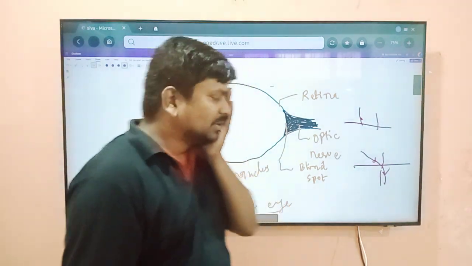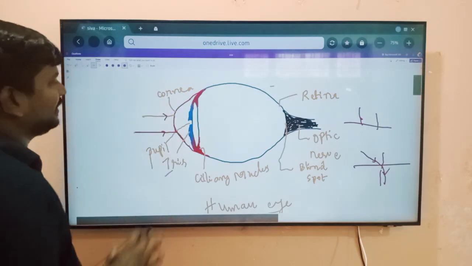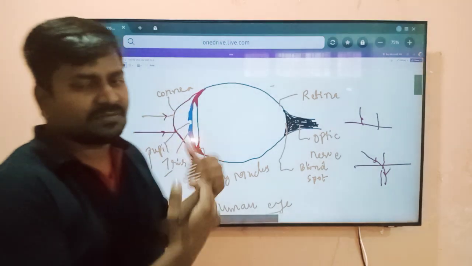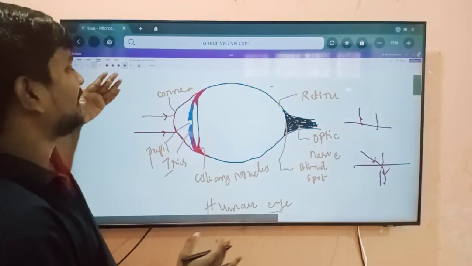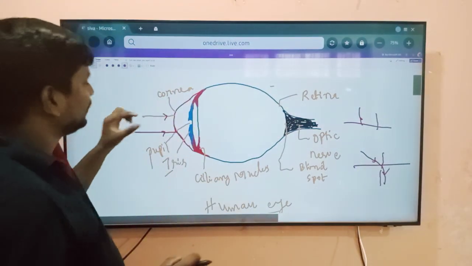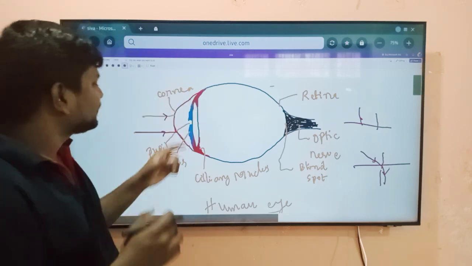So like that, in the cornea, when the light is entering, most of the refraction takes place. What is that refraction? It bends towards the normal, like that. Then it will pass through the pupil.